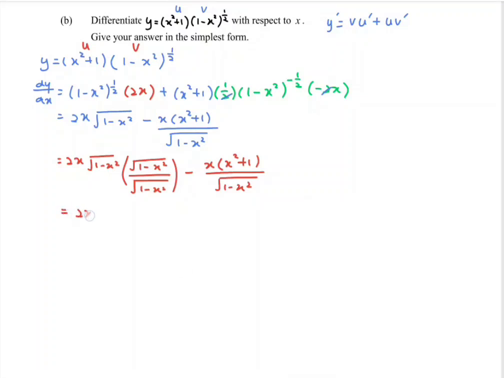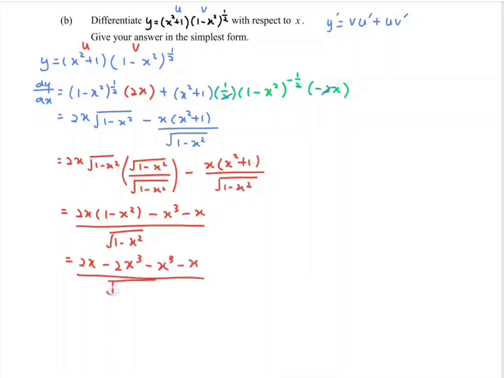So here we have 2x multiplied by (1 minus x squared) minus (x cubed plus x) over the square root of 1 minus x squared. Kindly expand: 2x minus 2x cubed minus x cubed minus x over the square root of 1 minus x squared. So continue. Here we have x minus 3x cubed over the square root of 1 minus x squared. So here we have dy/dx, or the derivative of y with respect to x.